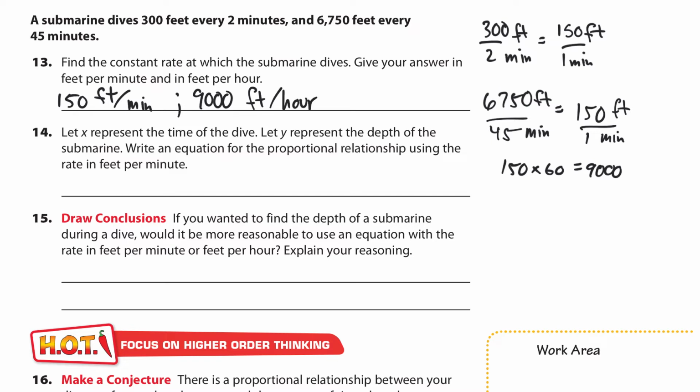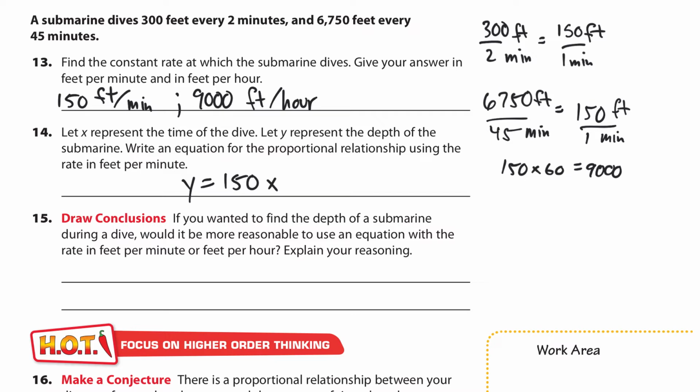Okay. Let's look at number 14. Let x represent the time of the dive, and let y represent the depth of the submarine. Write an equation for the proportional relationship using the rate in feet per minute. Okay, so y represents the depth. So the depth is that rate of change in feet per minute, which was 150 feet per minute, times x, the number of minutes. So that's your equation.